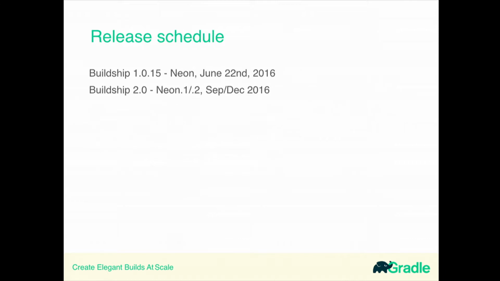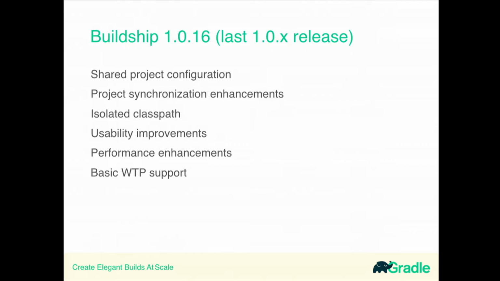If we look at the schedule, Buildship 1.0.15 is included in Eclipse Neon, which was released just a few days ago. Yeah, just on Wednesday. Wednesday, exactly. Yeah, 2 days ago. And Buildship 2.0 will either be in the 0.1 release in September or in the 0.2 release that comes out in December. So it depends a bit on certain things in Gradle Core, how fast we have them available for Buildship. And we'll go into both those releases.